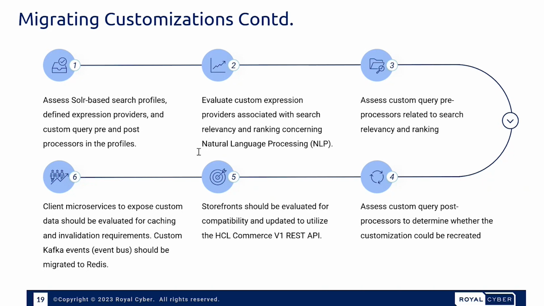Storefronts should be evaluated for compatibility and updated to utilize the HCL Commerce V1 REST API. Client microservices to expose custom data should be evaluated for caching and invalidation requirements. Custom Kafka events should be migrated to Redis.